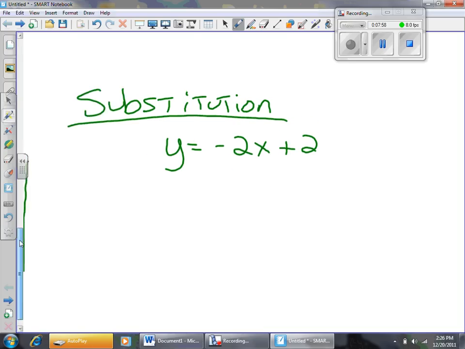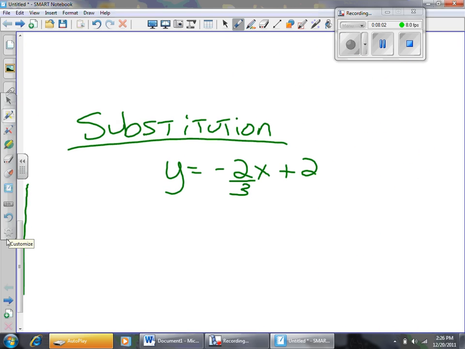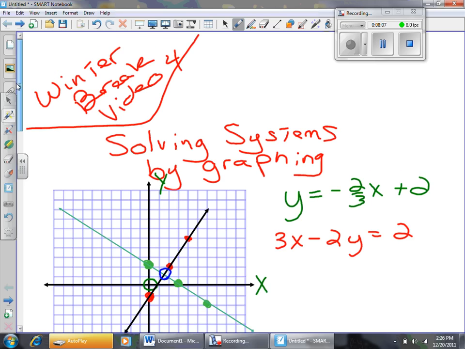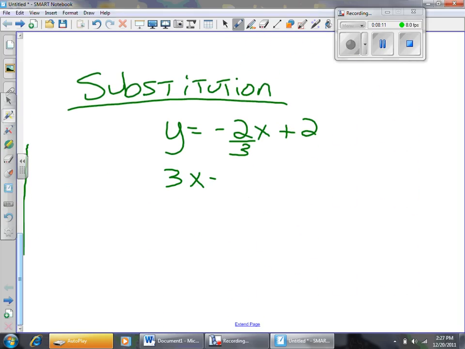Oh, what's going on here? Trying to scroll. Yeah, y equals -2/3 x plus 2. All right. And the red one is 3x minus 2y equals 2.